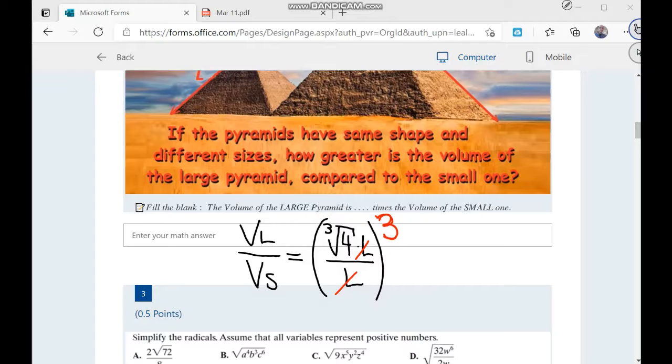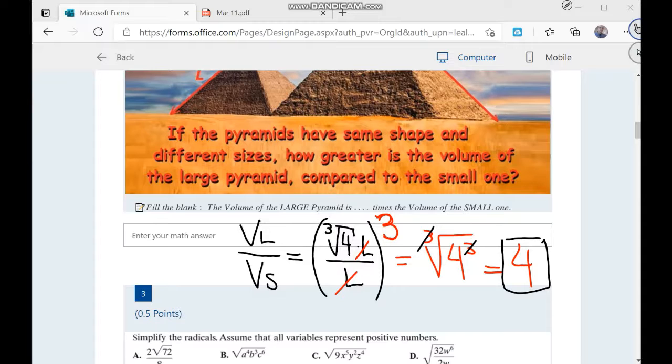The relationship between the volumes is going to be the linear relationship to the power of 3. And that means it's going to be cube root of 4, cubed, and then simplify, equals 4. 4 is the right answer. And most of you got the right answer. Yes, most of you selected the right answer.